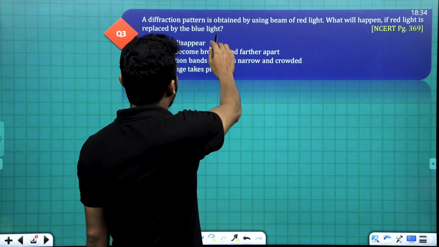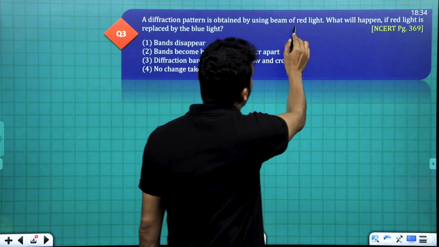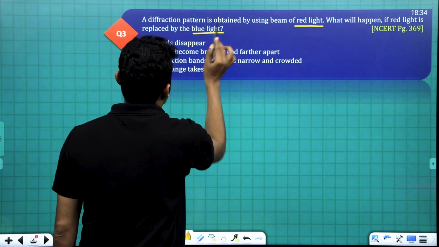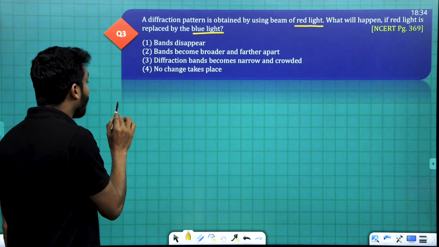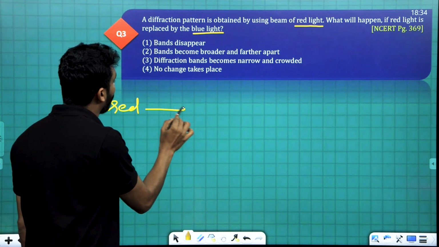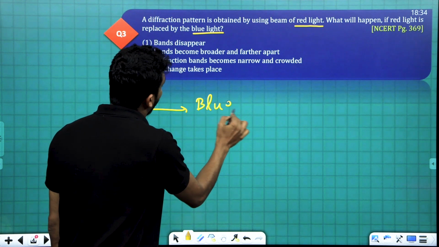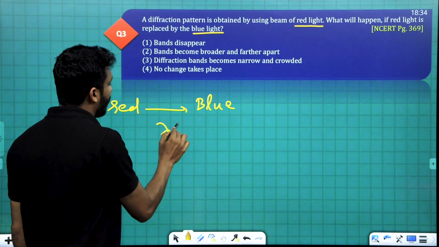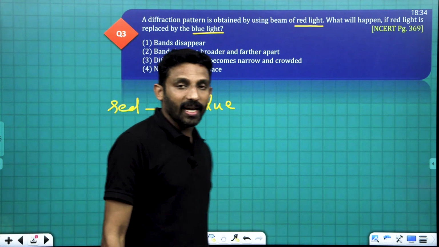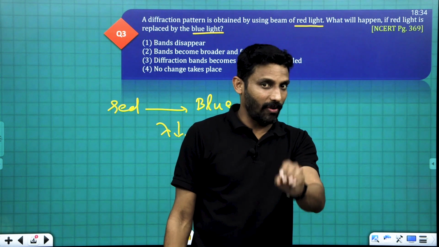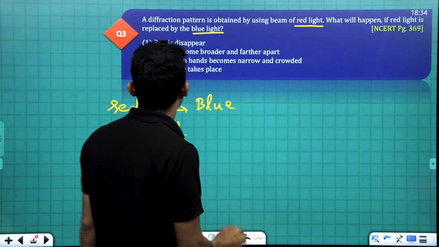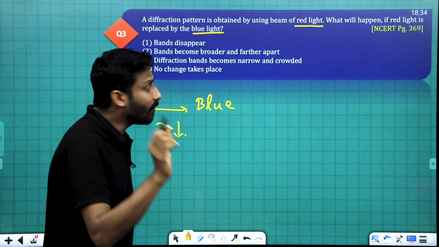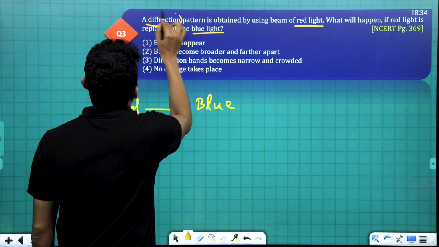A diffraction pattern is obtained by using a beam of red light. What will happen if red light is replaced by blue light? What's happening? Red is replaced by blue, which means the wavelength is decreased, that is, lambda is decreased. Then what happens to the bands? We have the bandwidth here, actually, of the diffraction pattern.